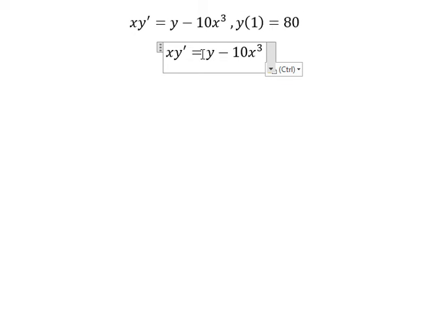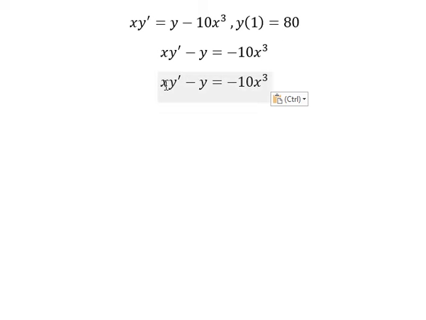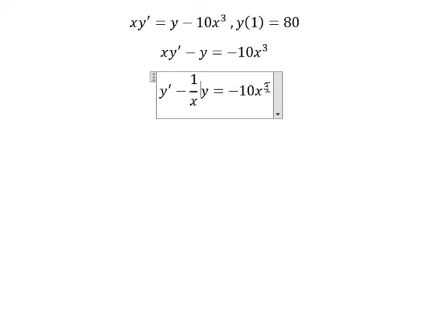I will put y to the left and you get negative y. Next, we divide both sides by s. Now, we have y and the first derivative of y, so we can use an integrating factor.